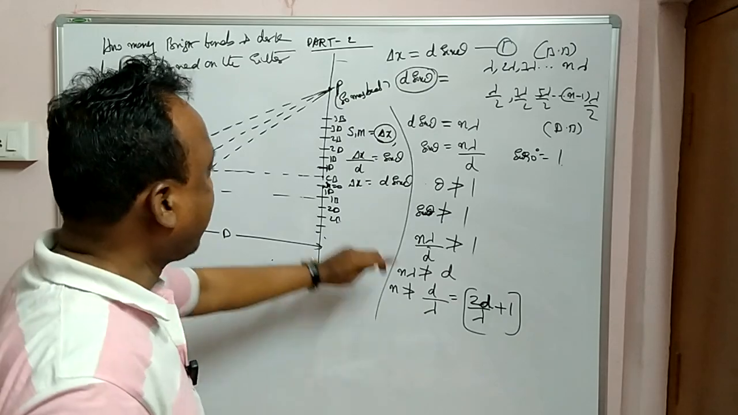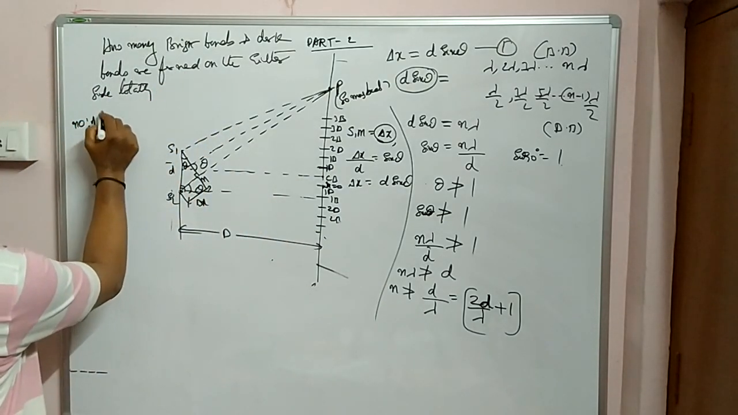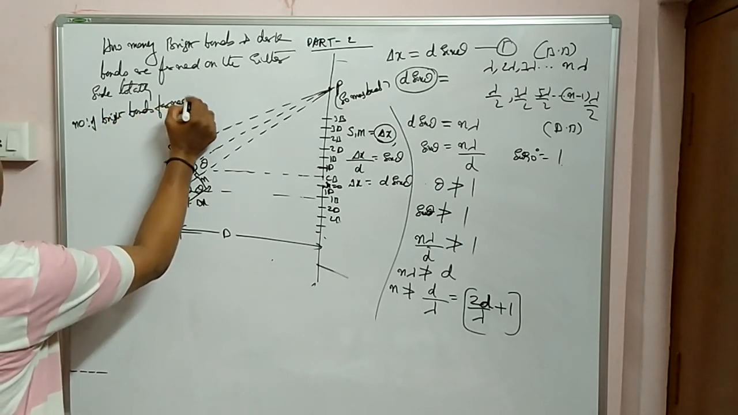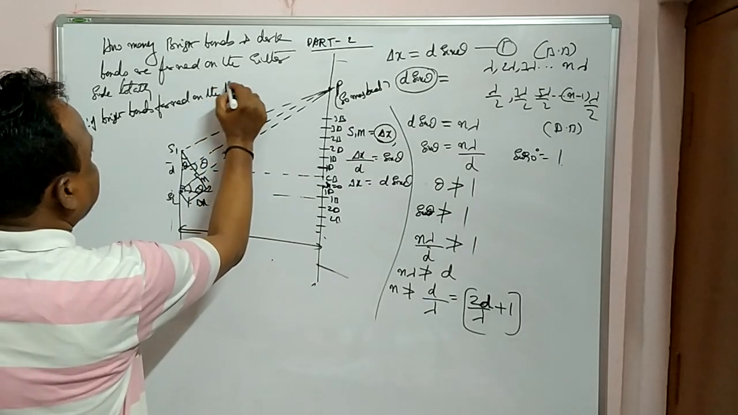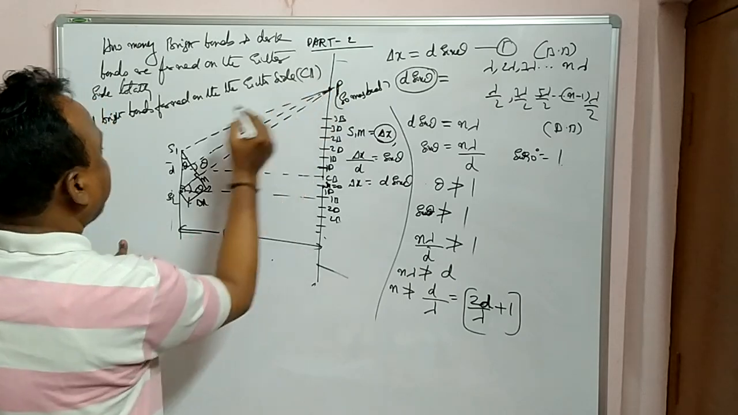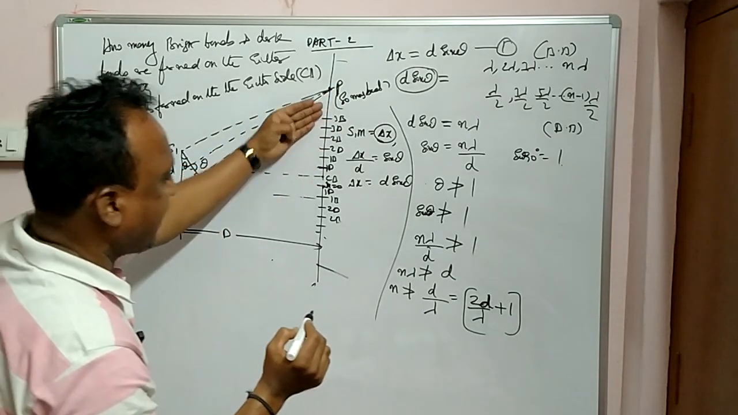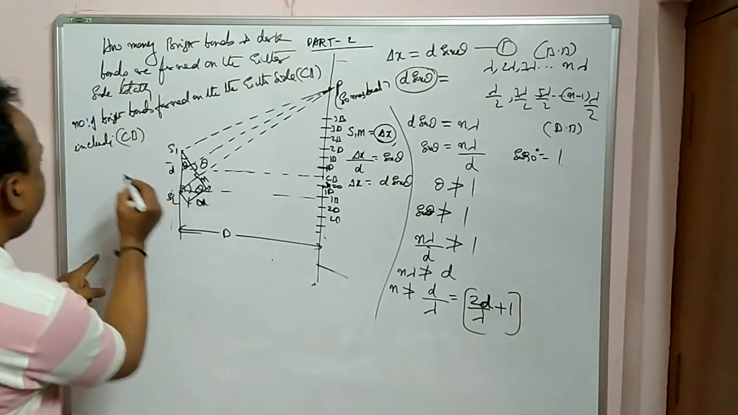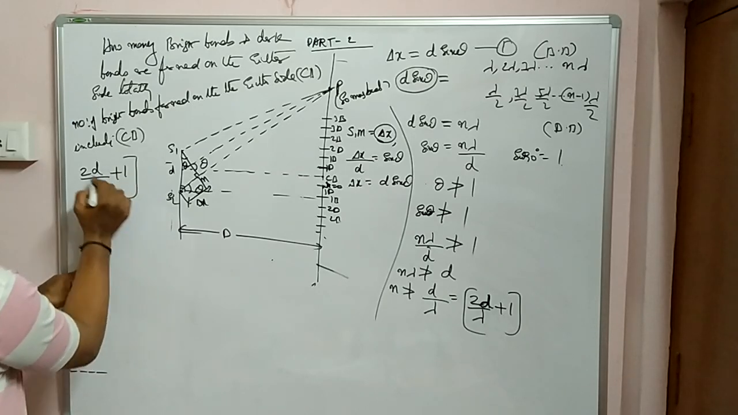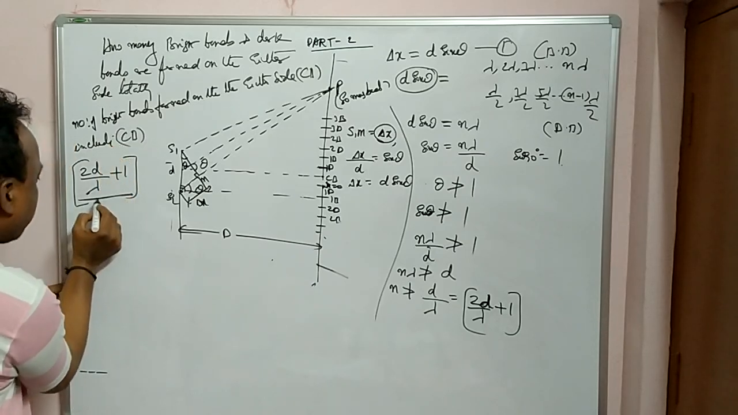Clear? So in total, how many bright bands are formed? Number of bright bands formed on either side of the central bright, including the central bright, this side and this side, that is 2 times 2d by lambda plus 1. And please make a note, this value you have to take as an integer value.